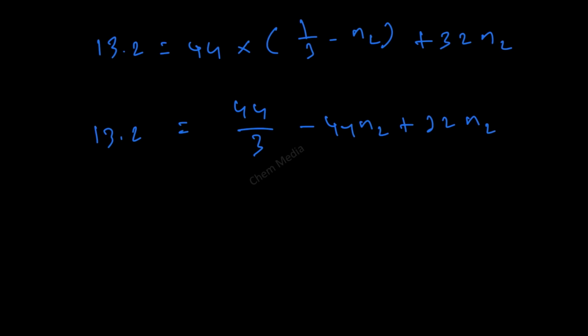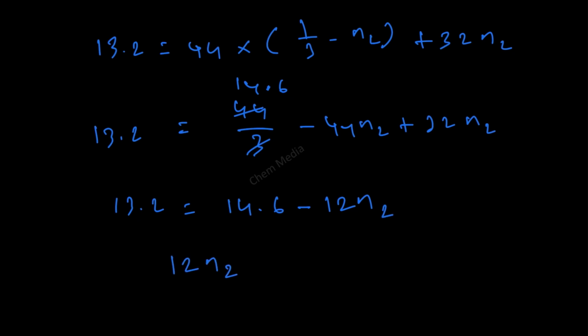44 divided by 3: 14 times 3 is 42. So 14, remaining 2, we can divide. So put a 0 and raise it to the decimal. So it is 20, which we can do 6 times. So therefore, 13.2 is equal to 14.6 minus, this will become 12 N2, isn't it? Because minus 44 plus 32. So therefore, minus 12 N2.